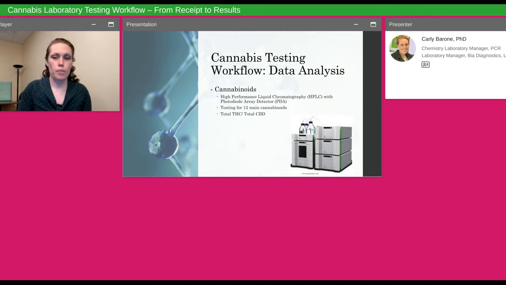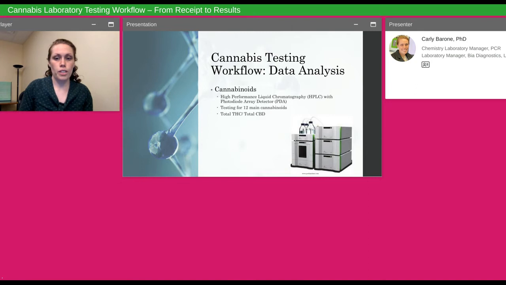So we'll first look at cannabinoids. In our laboratory, we're testing cannabinoids using high-performance liquid chromatography, or HPLC. And this can be tested with many different methods. Some laboratories are using GCMS, some laboratories are using LCMS-MS, or other methods.